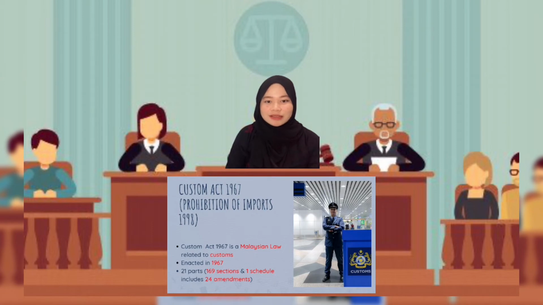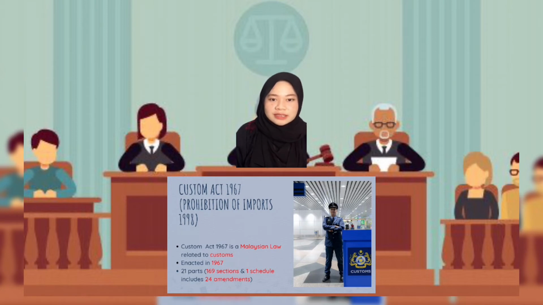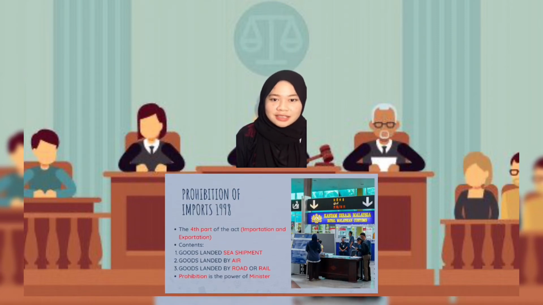So now let's talk about the Customs Act 1967, Prohibition of Imports 1998. The Customs Act 1967 is a Malaysian law related to customs, enacted by the Parliament of Malaysia in 1967 and revised in 1980. This act is used throughout Malaysia. This act consists of 21 parts, which contain 169 sections and one schedule that includes 24 amendments. Prohibition of Imports 1998 is a part of the Customs Act 1967. It is the fourth part of the Act, which is Importation and Exploitation.